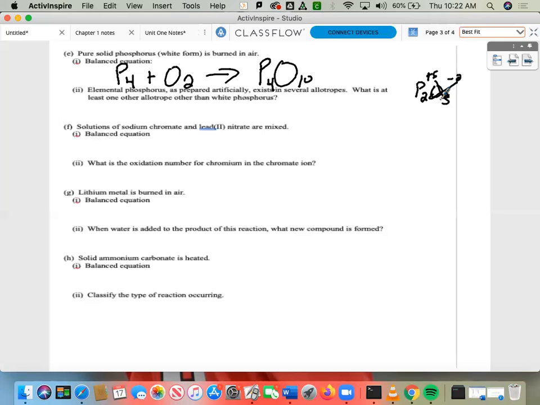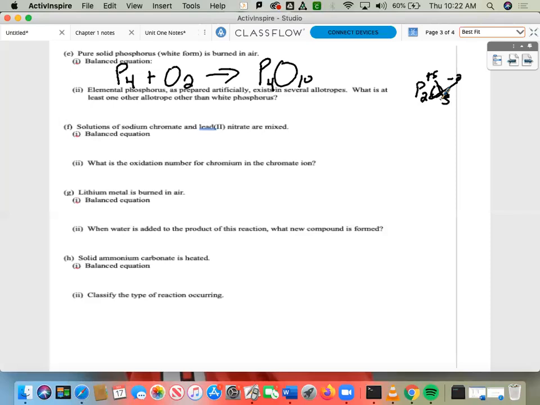Elemental phosphorus, as prepared artificially, exists in several allotropes. What is at least one other allotrope other than white phosphorus? I mentioned a whole bunch of them.